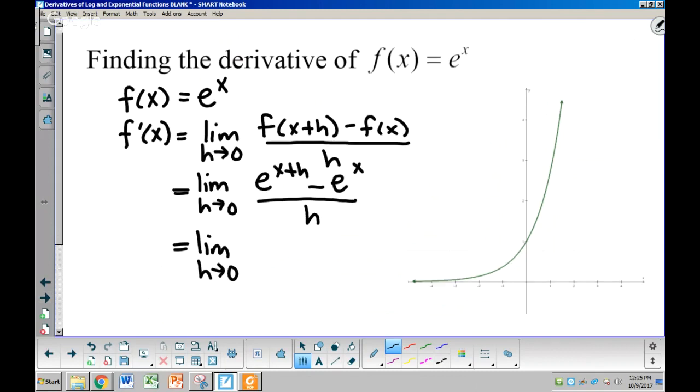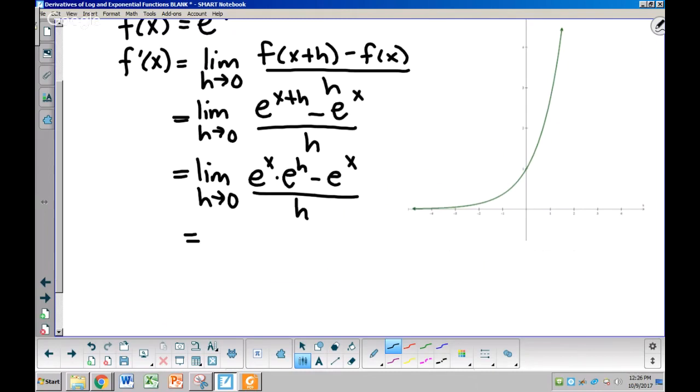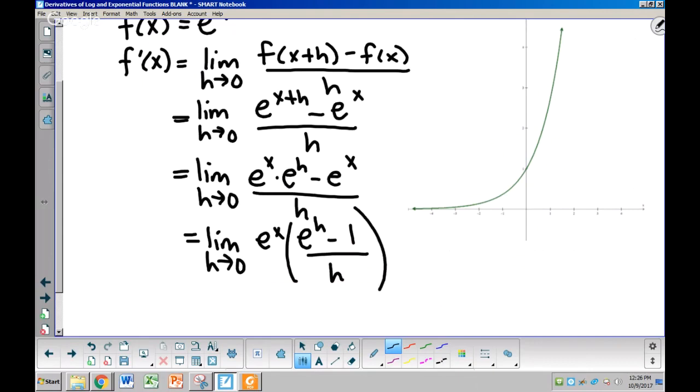Now the properties of exponents will allow us to bust up e to the x plus h. I could rewrite this as e to the x times what? E to the h, because when you have the same base, you are adding the exponents when you are multiplying, minus e to the x all over h. And now do you see something we can do mathematically? Factor out an e to the x, and we get e to the x times, well, what's left? E to the h minus 1 over h.